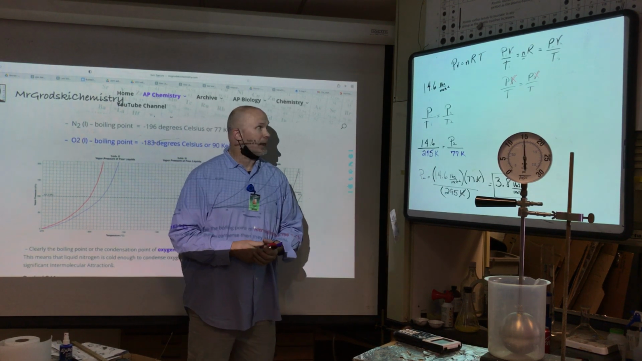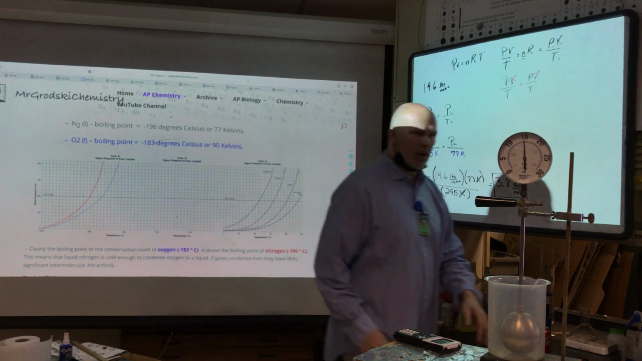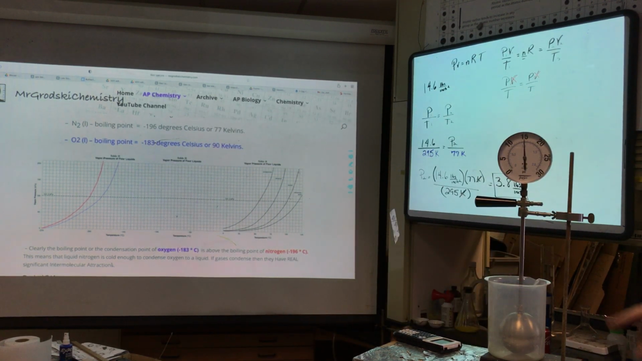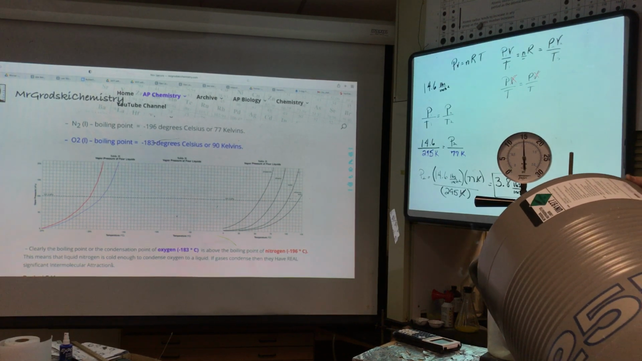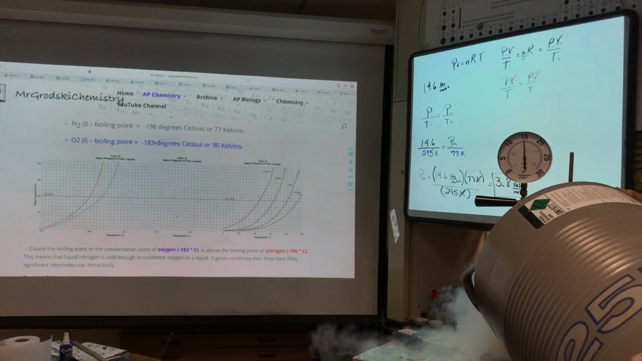Right now I have 14.6, I don't know if you can see that on the video, but that's slightly less. So let's pour some liquid nitrogen into this, lower the temperature, and see if our ideal gas law equation works here. Using a Dewar flask, and a heavy one, I'm going to pour in the liquid nitrogen.